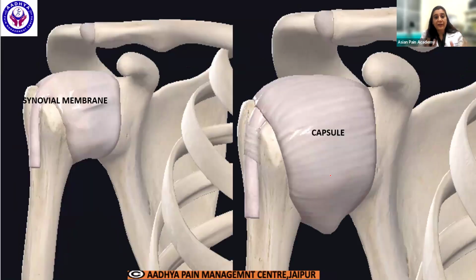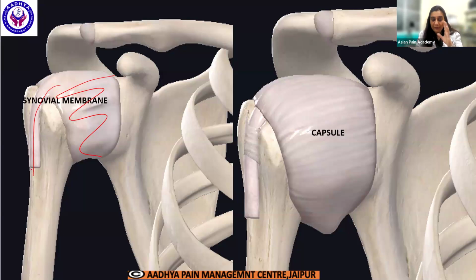Now this joint will be covered by a synovial membrane, right? This synovial membrane will have an extension down. As you can see in this picture, it covers the joint and then comes down, and this is the one which forms the sheath for the long head of biceps. So remember that the synovial membrane in the shoulder joint has a distal extension which forms the sheath for the long head of biceps.